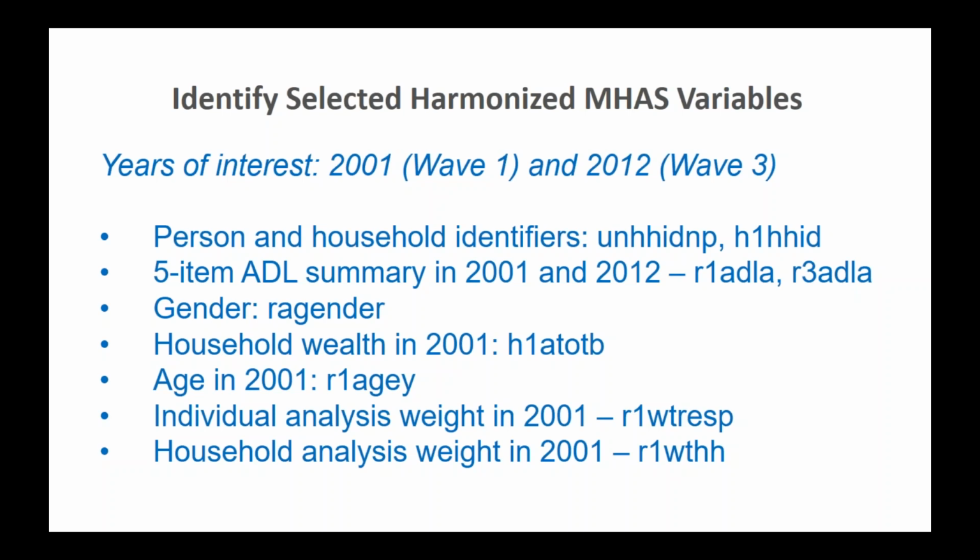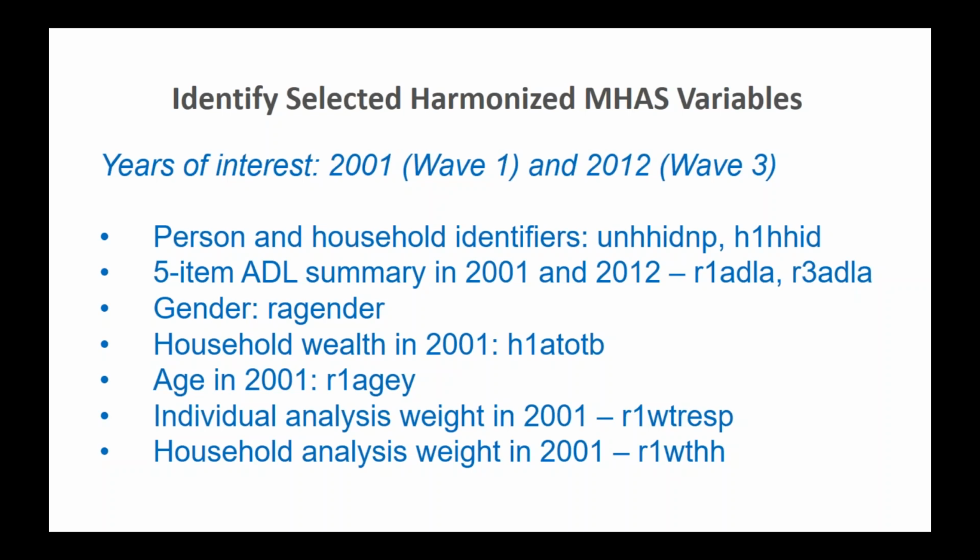So for instance, for our 5-item ADL summary, we're going to want 2 variables. We're going to want both what their counts of any ADL difficulty were in 2001, and then we want to see again when they were re-interviewed in 2012 what the counts of their ADL difficulty were then. So these 2 variables are R1ADLA and R3ADLA. We have our gender variable. We have a household wealth variable in 2001. We have an age variable in 2001. We have an individual analysis weight in 2001 and a household analysis weight in 2001.